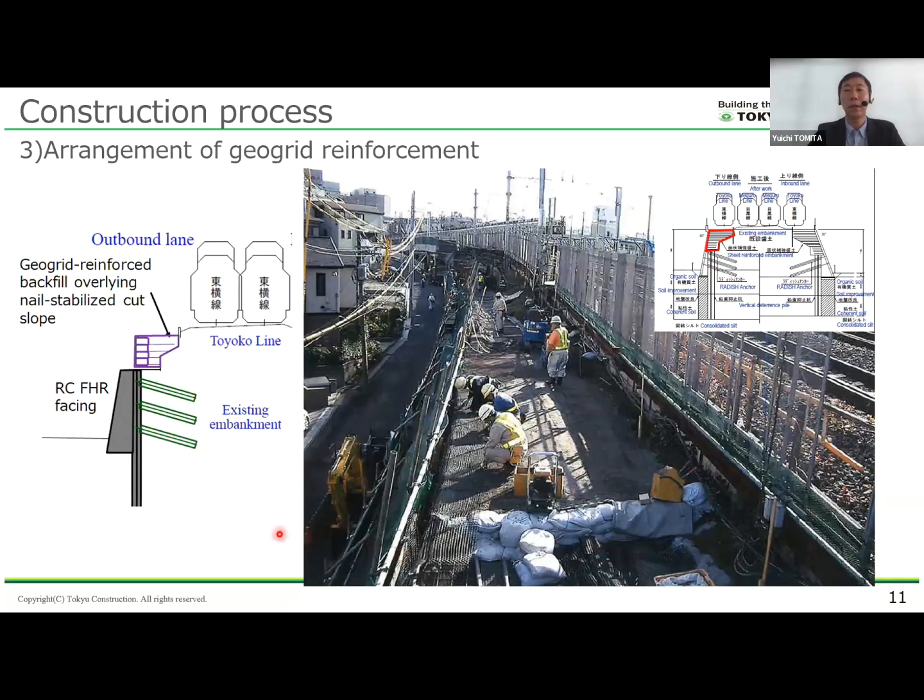This is showing the arrangement of geogrid reinforcement. In this process, the backfill material is spread and compacted after each geogrid layer is arranged over the compacted backfill. This cycle, spreading and compaction of the backfill and geotextile placement, is repeated layer by layer until the embankment reaches the designed height. Then, to complete the structure, the reinforced concrete full-height rigid facing was constructed.